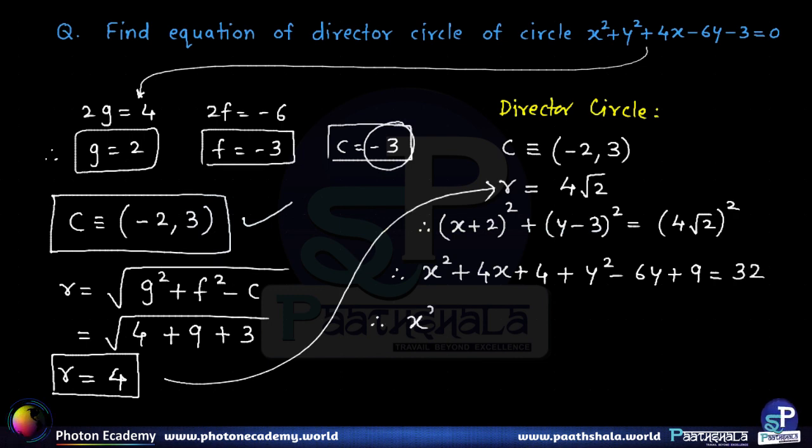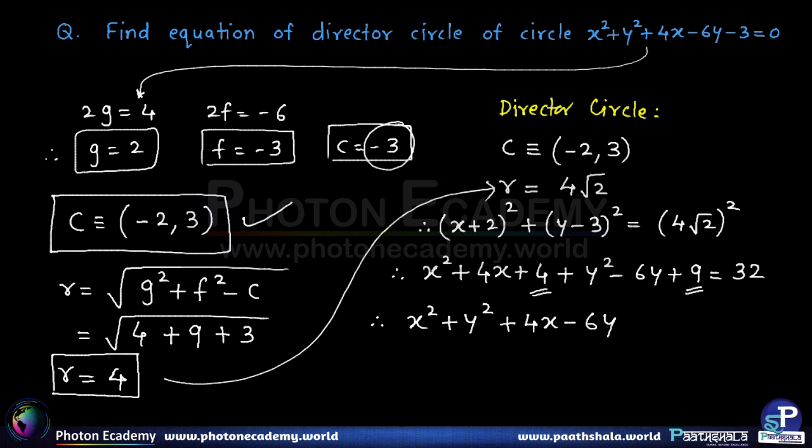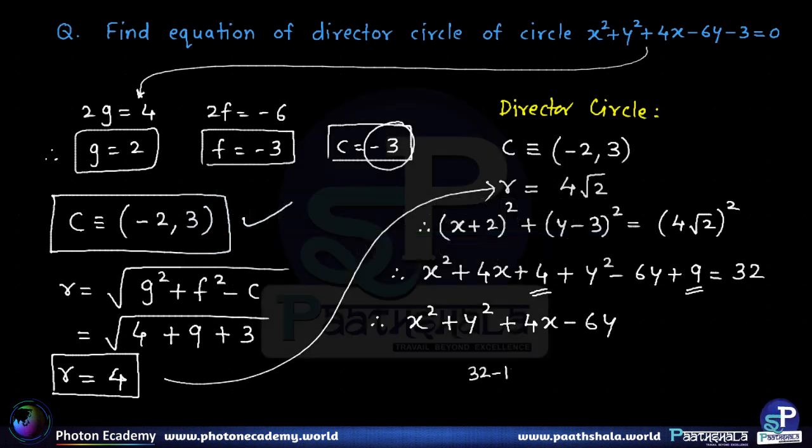So finally, writing that in standard form, x square plus y square plus 4x minus 6y. You will observe that these first four terms remain the same, simply because the center of the director circle is also the same as the center of the original circle. So 4 plus 9 gives us 13, and 13 minus 32, so we do 32 minus 13, that is nothing but 19. So we get minus 19 equal to 0. So that is the equation of the director circle of the given circle.